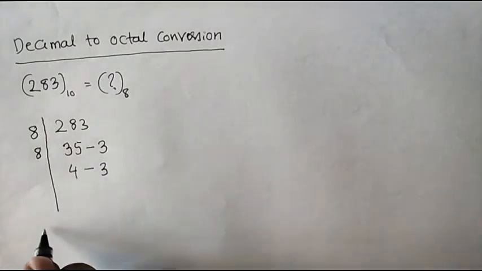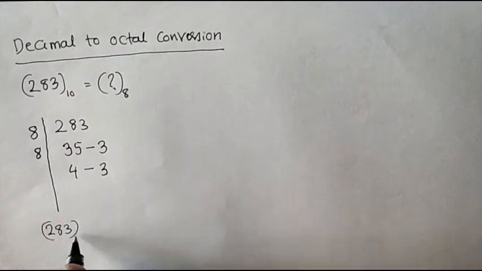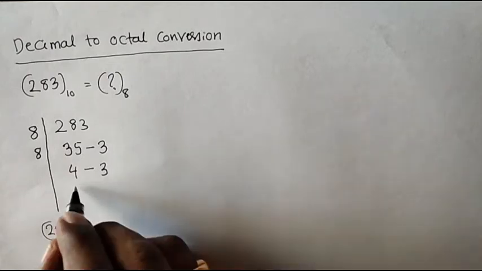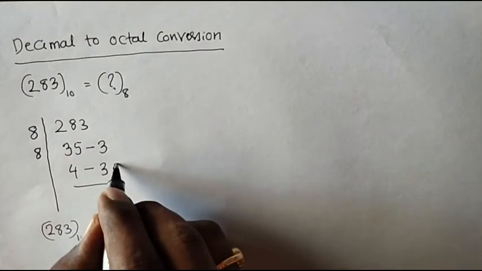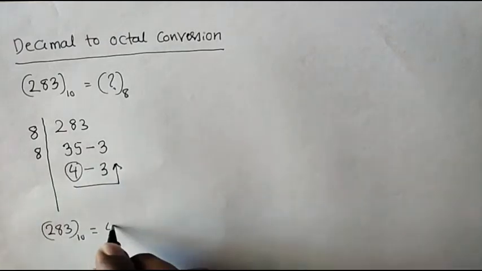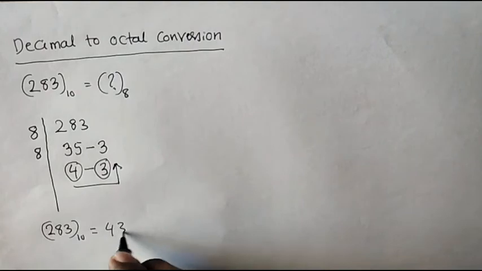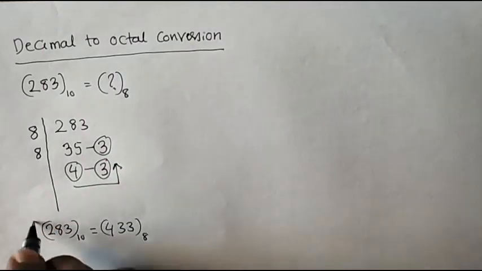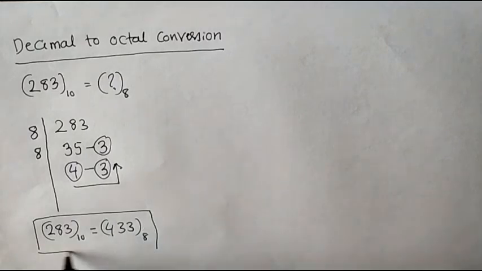Let us see what is octal equivalent of this. Therefore 283, which is in decimal, is equal to, these remainders should be written from bottom to top in this order, that is 4, 3 and 3. This is in octal. So 433 is octal representation of decimal number 283.